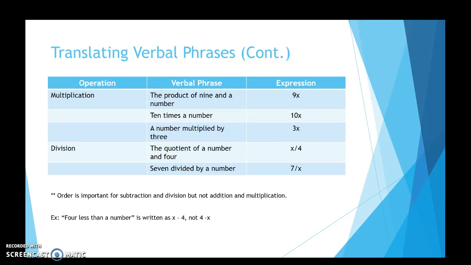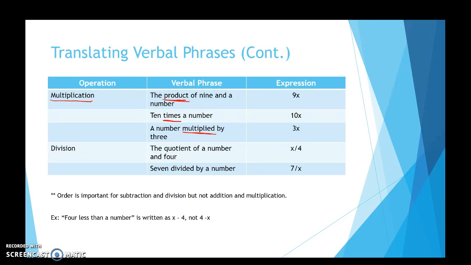This next slide we continue with our chart, so please keep adding. Here we're working with multiplication, so verbal phrases for multiplication, you might see the product. Product is a key word for multiplication. The product of 9 and a number, that could be written as 9x. 10 times a number, times is a key word for multiplication, so that would be 10x. A number multiplied by 3 would be 3x. So these are all situations of multiplication.